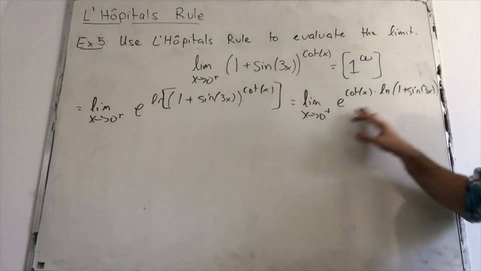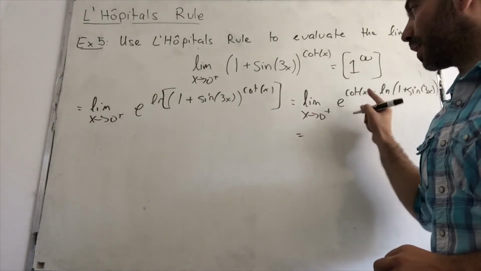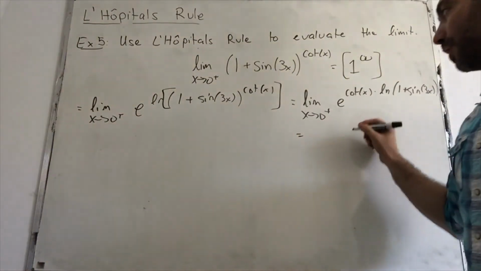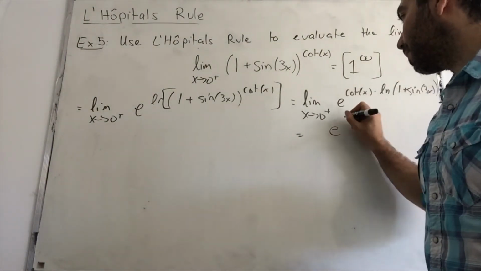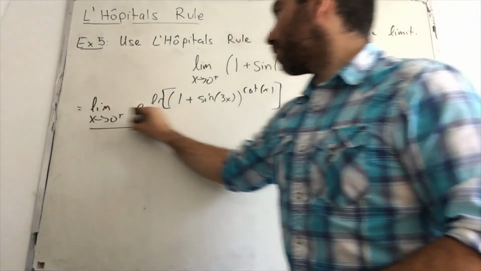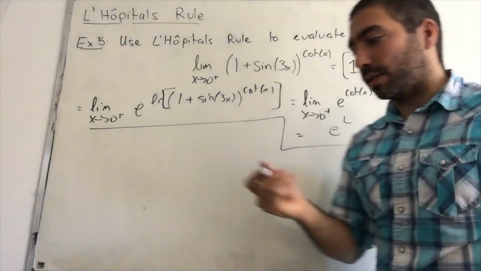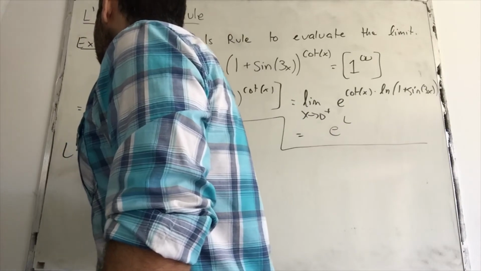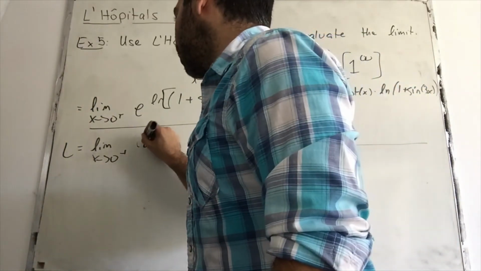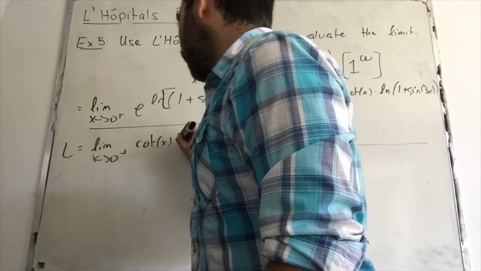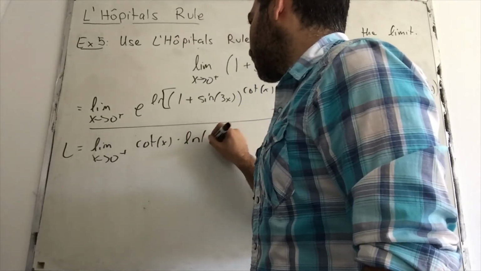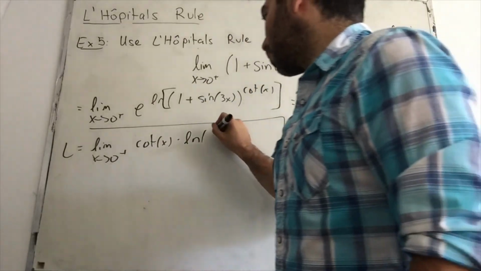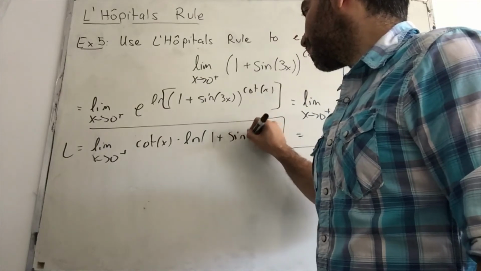Okay. Again, we deal with the limit. E is an exponential function, it's continuous, so we have e to the L. So we pause it, we stop here. Let's go figure out what L is. So L is the limit as x tends to 0 from the positive side of cotangent of x times ln of 1 plus sine of 3x.